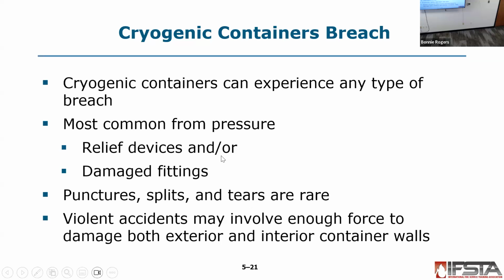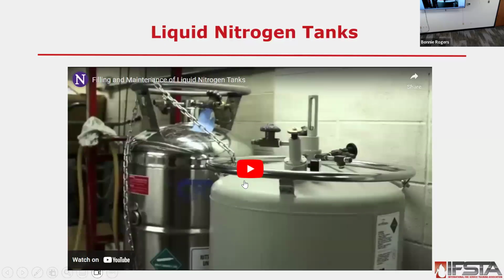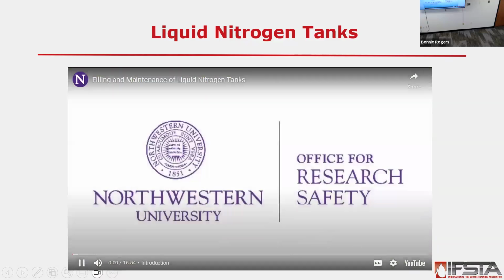Cryogenic containers can have any type of breach. Could be the relief devices, damaged fittings, punctures, splits, tears. This video is about 15 minutes, and I find it valuable. It shows you what the container looks like more so than the picture, and we'll also show you some of the damage. We're going to watch half of it, just about 10 minutes.